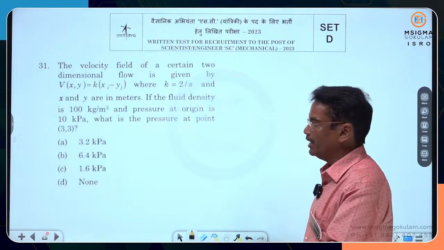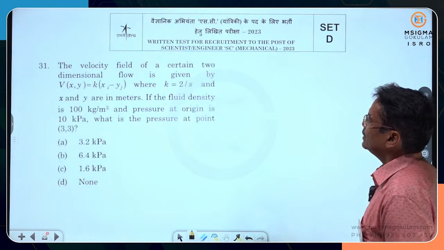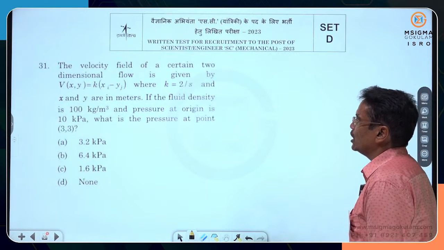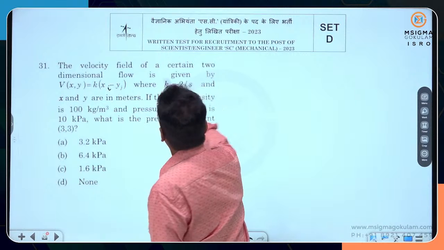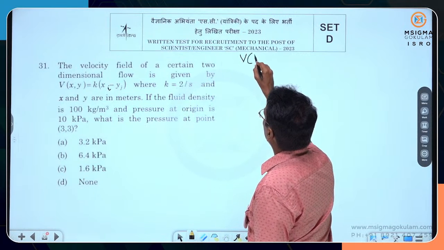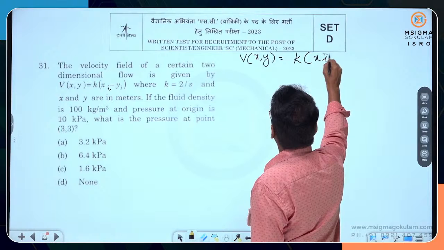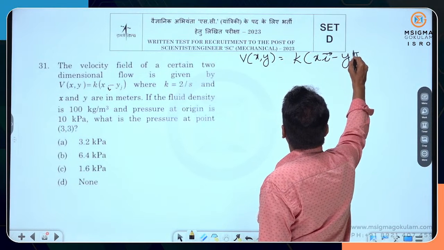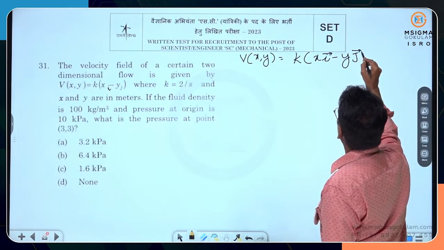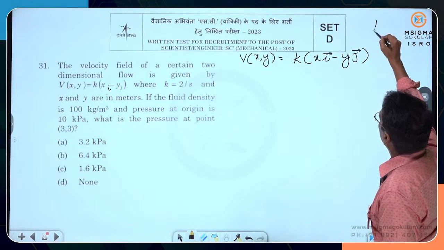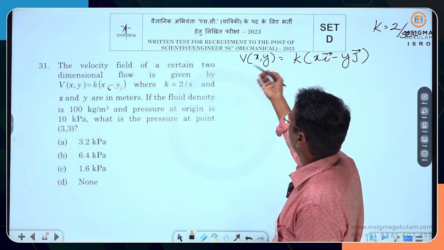So this question was very typical and also a tough question on fluid mechanics. The velocity field of a certain two-dimensional flow is given by, actually it is given as xi, not xy. Actually the correct formula I write here: velocity field is given by kx i bar minus ky j bar. i bar and j bar are the unit vectors. k is equal to 2 per second. So it is a velocity field of a two-dimensional flow.